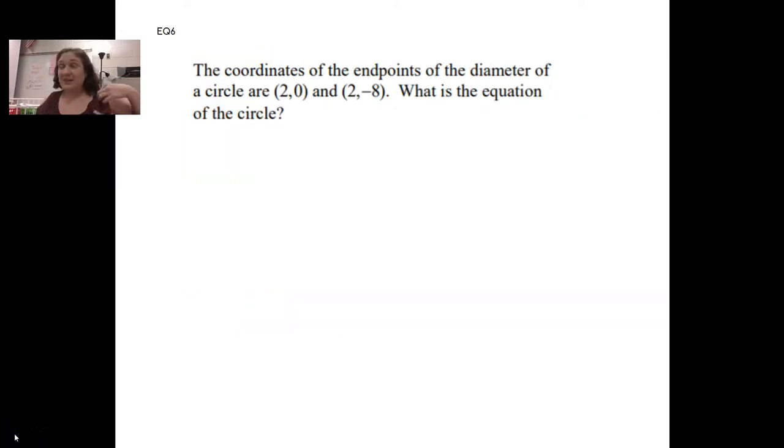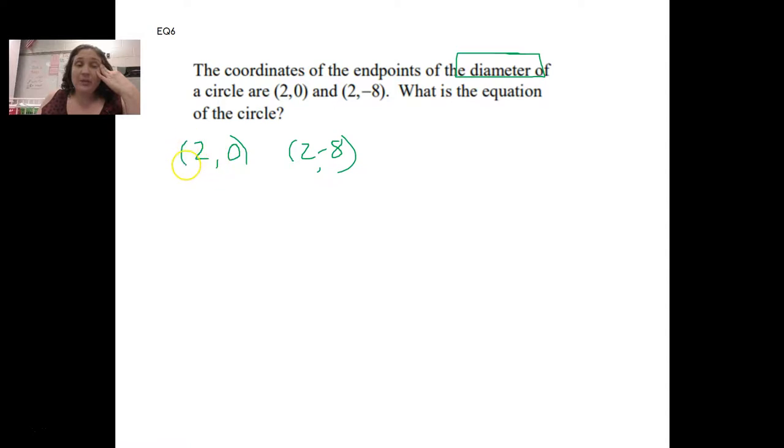Okay. The coordinates of the endpoints of the diameter are those numbers. What is the equation of the circle? This says diameter. So because it's a diameter, we have a couple things going on. First, we need to find the radius. And also we need to find the midpoint to get the center. So first, actually, let's find the center first. We have 2, 0, and we have 2, -8. Those are our points. So the midpoint formula, which you have to memorize, it's not on the formula sheet, is add the x, divide by 2, add the y, divide by 2.